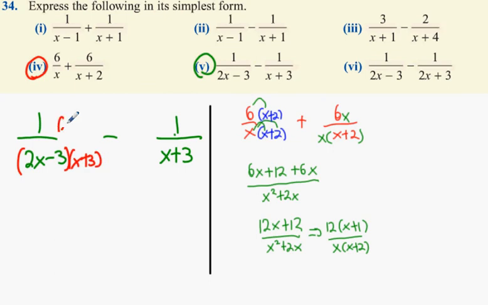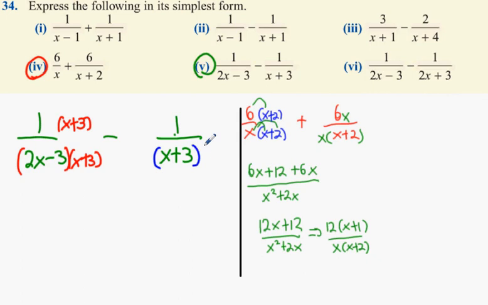And then the other one: 2x minus 3 on the bottom. Okay, and on top, the bottom part of the other side, yeah. Okay, now what's next? 1 by x plus 3.